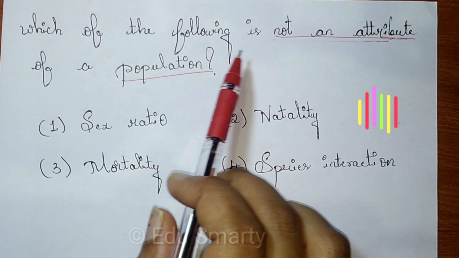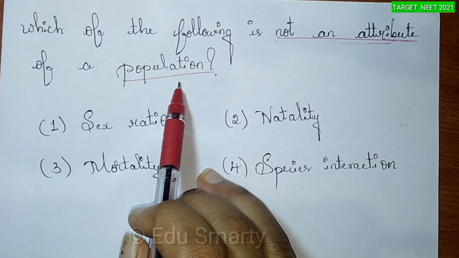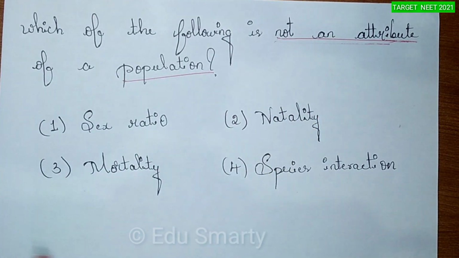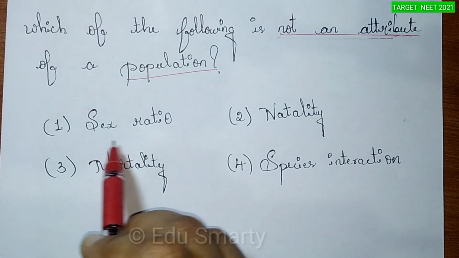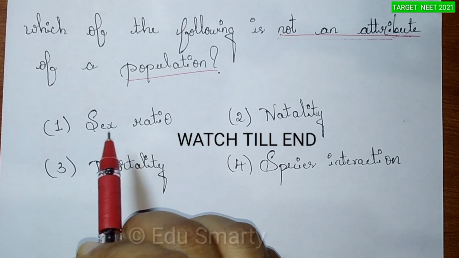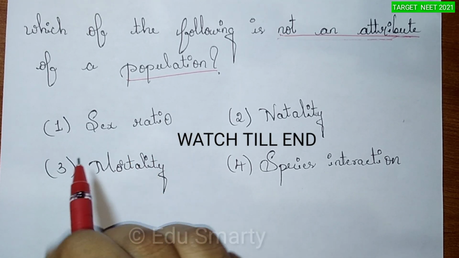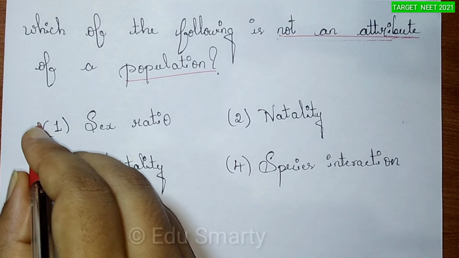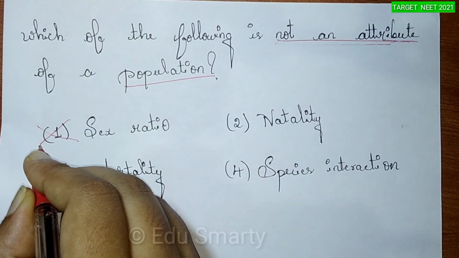Which of the following is not an attribute of a population? That means we need to find out which is not a characteristic of population. The first option is sex ratio. Sex ratio means it is the ratio of the number of males to females in a population. That means it is a characteristic of population, so it's not the right answer we wanted.